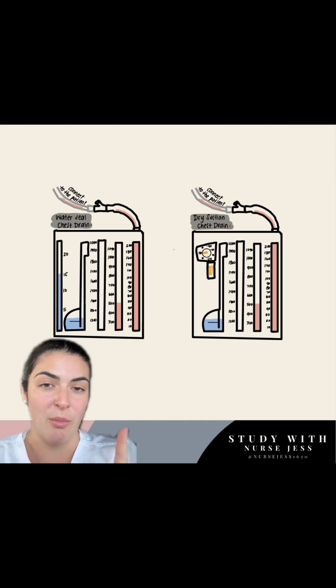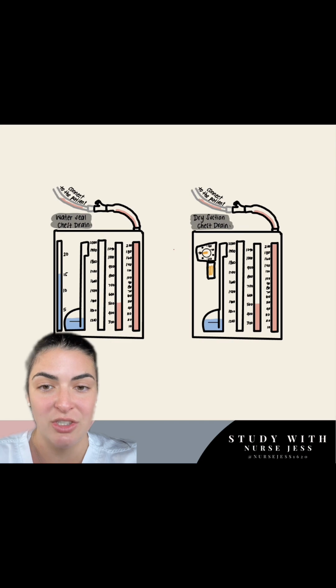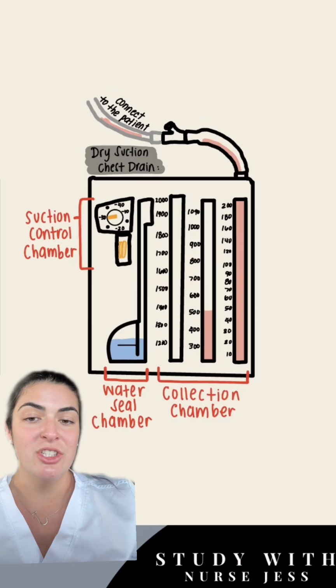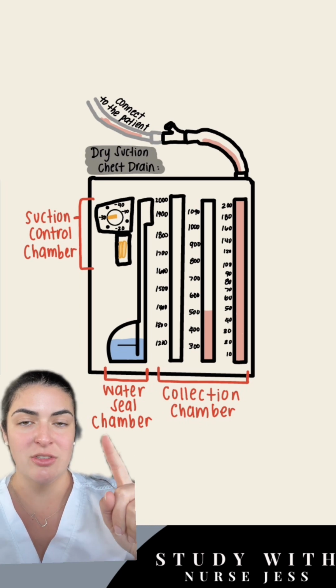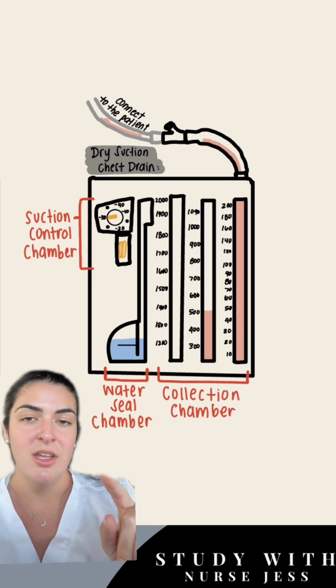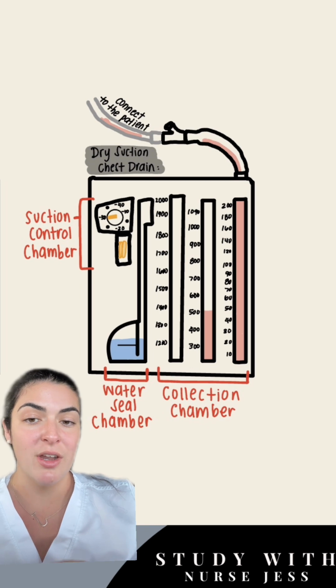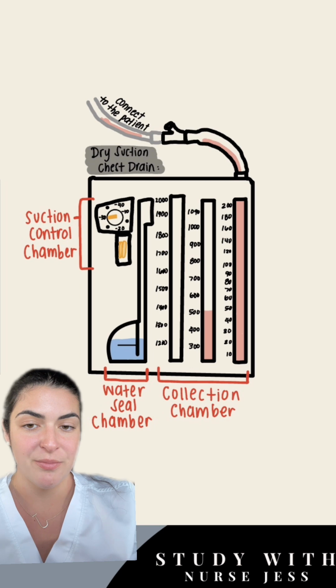Let's dive into the components of a dry suction chest drain. Each chest drain has three components. Let's start off with our collection chamber. We have this tubing that connects to our patient. So if we have a hemothorax, we're going to be draining blood out of the thoracic cavity. That blood is going to drain out of the patient and into our chest drain, where we have numbers that we can measure by hour how much drainage is coming out.